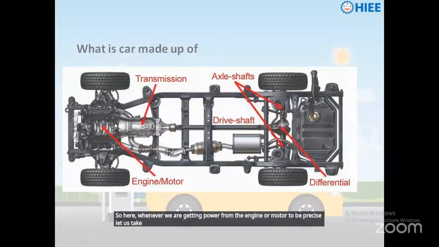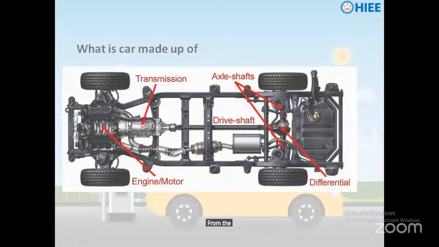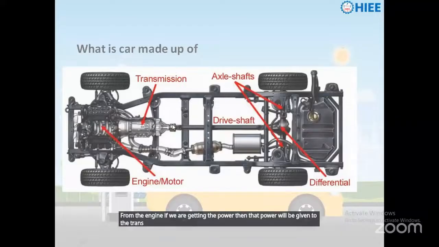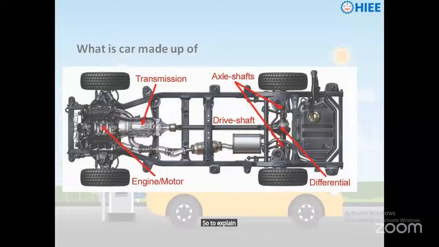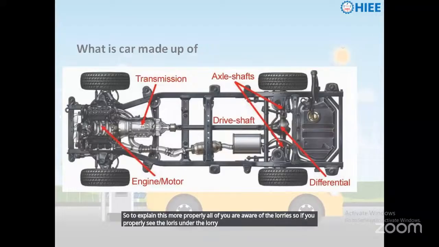So here, whenever we are getting power from the engine or motor, let us take the example of the engine itself. From the engine, the power will be given to the transmission. And from the transmission, the power is given towards the drive shaft. The drive shaft is one long iron rod, which is rotating and carrying the power. To explain this more properly, all of you are aware of the lorries. If you look under a lorry, you will see one long rod. Whenever the lorry is in running condition, it will be rotating.